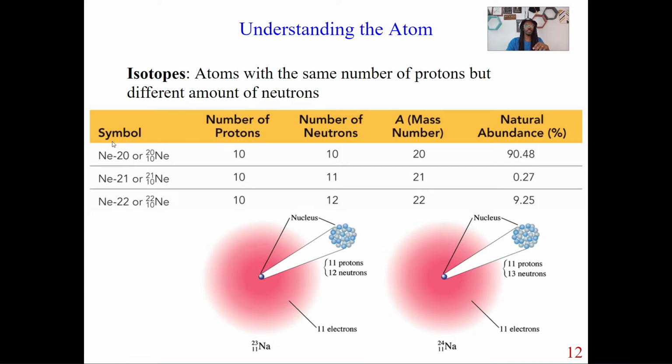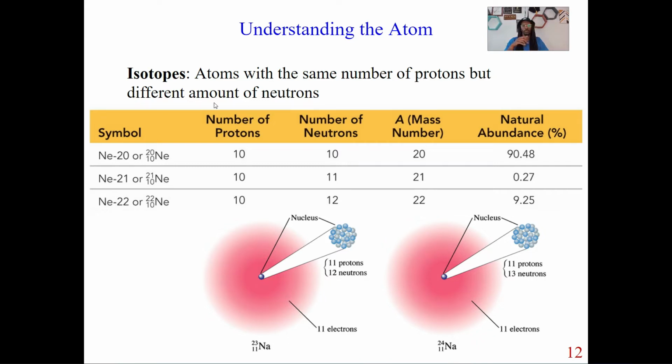All right, so this can be written in a few different ways. So this is neon-20, or you can have it written as 20 over 10 neon. Either way, we're just looking at the symbol here. We've got three different neons. We've got neon-20, 21, and 22. What exactly is the difference between 20, 21, and 22?